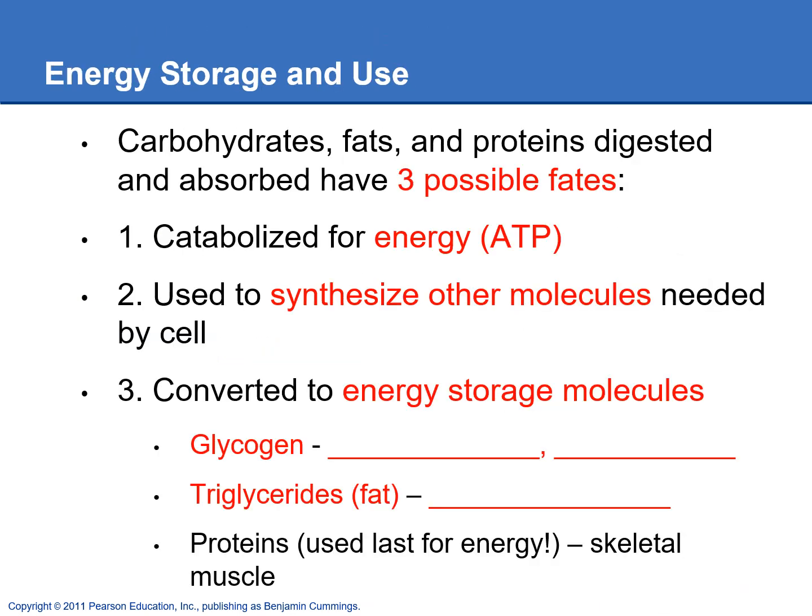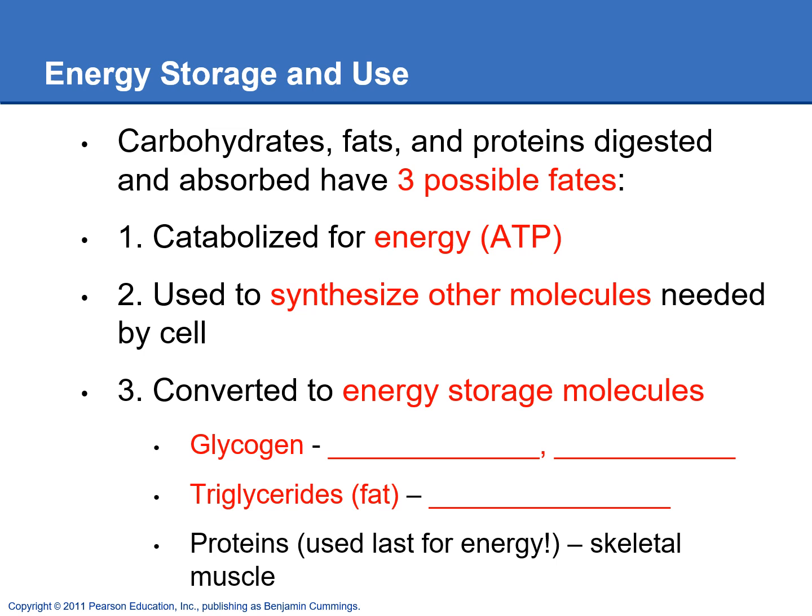With the nutrients that you eat in your diet, the carbohydrates, fats, and proteins, there are three possible things that we can do with them. One is that we can break them down and use them for energy, making ATP, and then we can use that ATP to do work in the cells. The second thing is that we can use them to make other things that we need in our cells. Maybe we could make proteins, or some other types of carbohydrates or nucleic acids. There are all kinds of things that we can make in the cells.